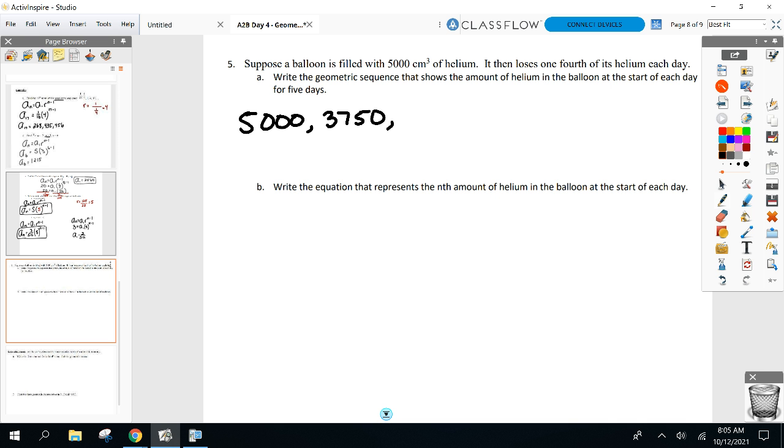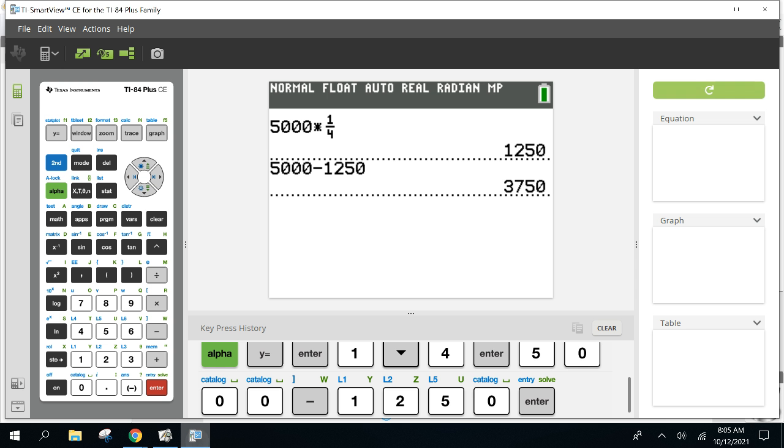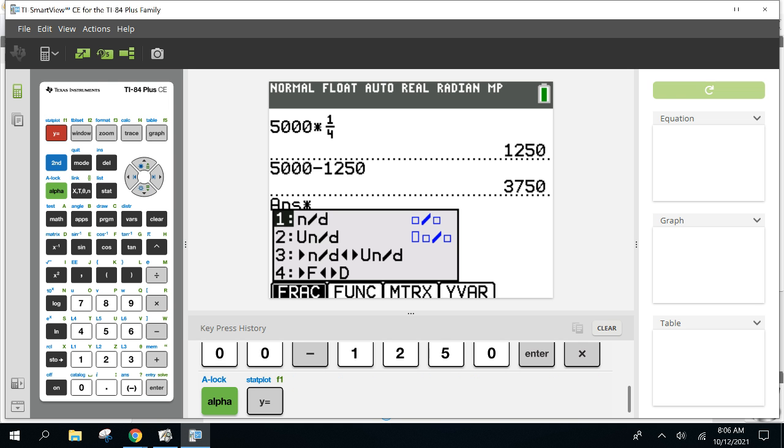Okay, there's day 2. Day 3. Now let's talk to each other here. Yes, we can keep multiplying by a fourth and subtract that from the previous. But if I'm losing a fourth every day, how much is still left? Or do you want to just keep multiplying and subtracting? Is that easier? You guys tell me where you want to go. Okay, I'll just keep multiplying by a fourth then. We'll talk about it at the end.